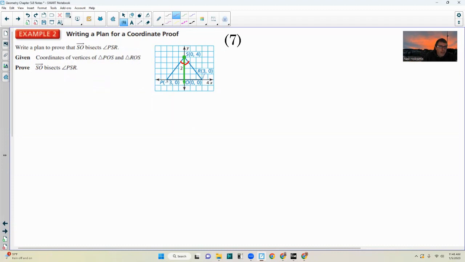So vertex P is at -3, 0, which is here. Vertex S is at 0, 4. And vertex R is at 3, 0. And then we have the origin, where SO goes through the origin 0, 0. Those are all the points that we have. We have to prove that ray SO bisects angle PSR.